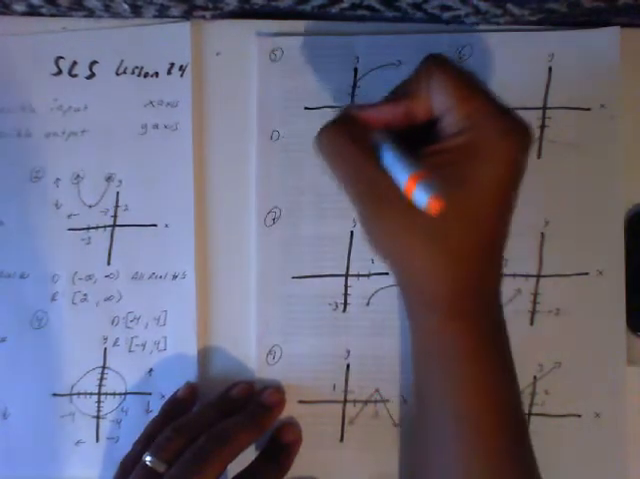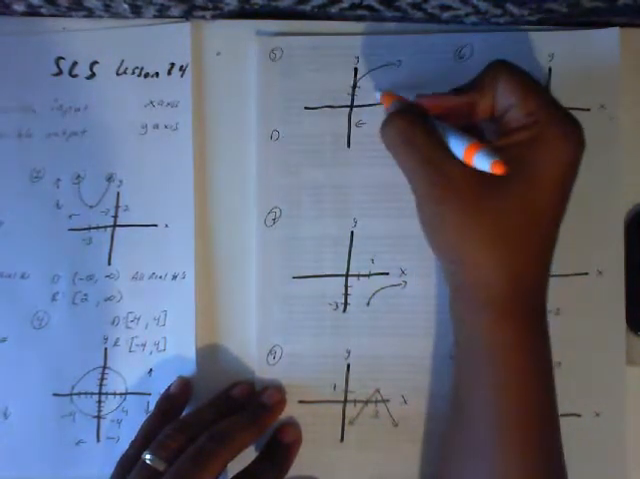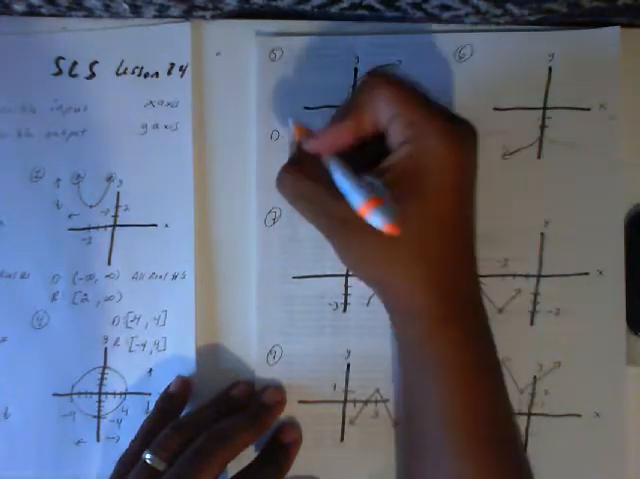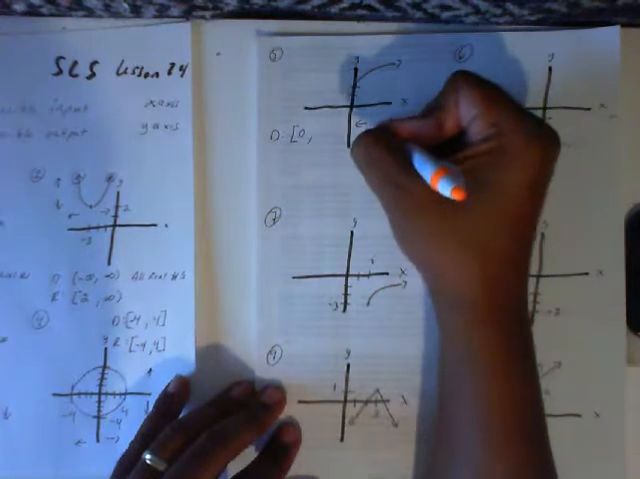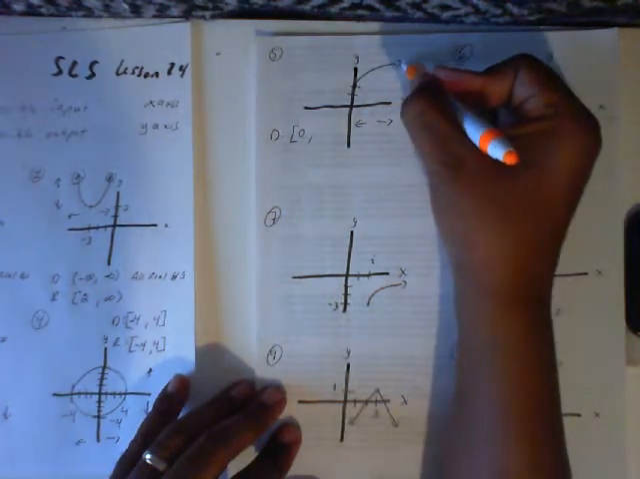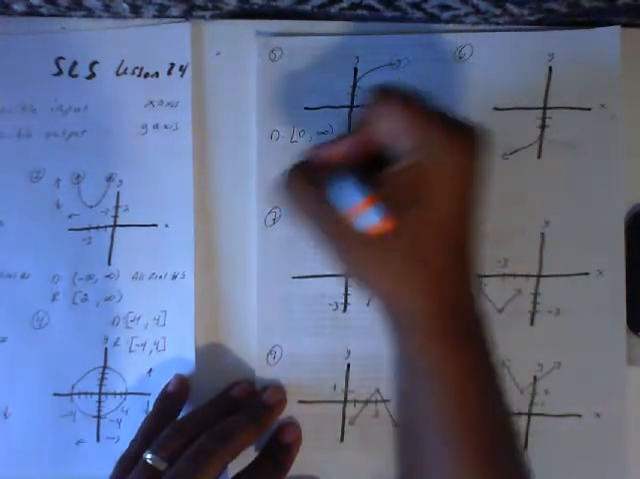Number 5, the domain. I will ask how far does this graph go to the left. The graph doesn't go any further than 0, so my domain to the left is 0, including 0. How far does the graph go to the right? Along the x-axis, it keeps going to the right, so that's +infinity.